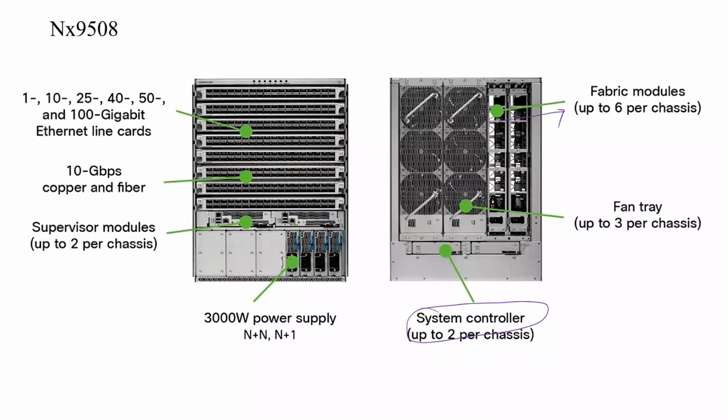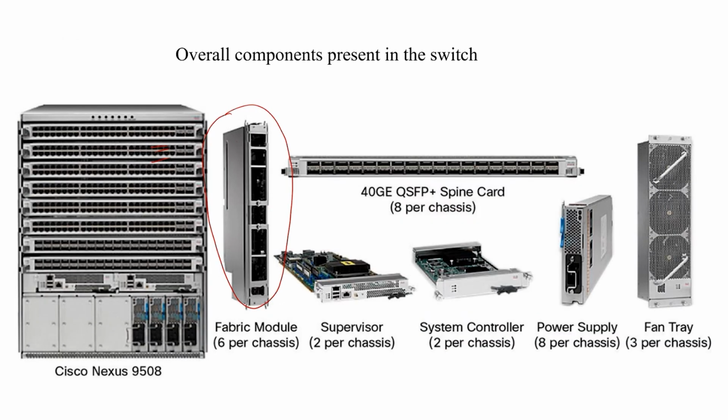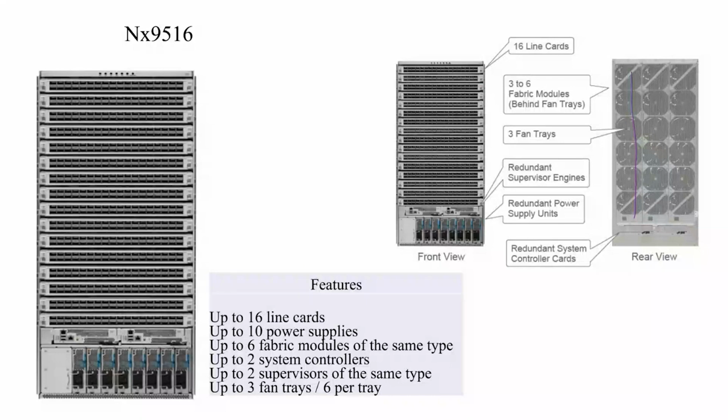So in Nexus, the chassis type, you have three models, 9504, 9508, 9516. All of them have line card, supervisor modules, power supply units, fan trays, fabric modules, and system controller. What scales? The line card, power supply unit, and the fan. Also the fabric module. And what is the same across all the models? The number of supervisor modules and the number of system controllers. Supervisor modules are in an active standby state. So is the case with the system controller, active standby state. Okay. So we discussed about this. 9516. Yes. So the scale is only the difference.